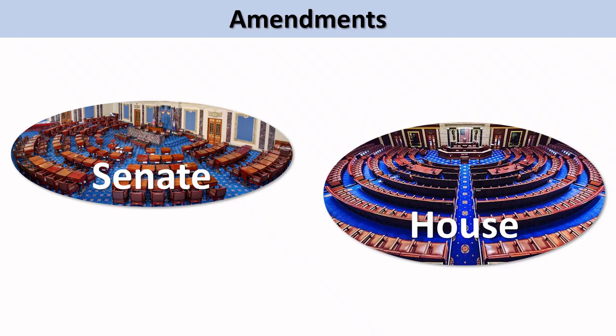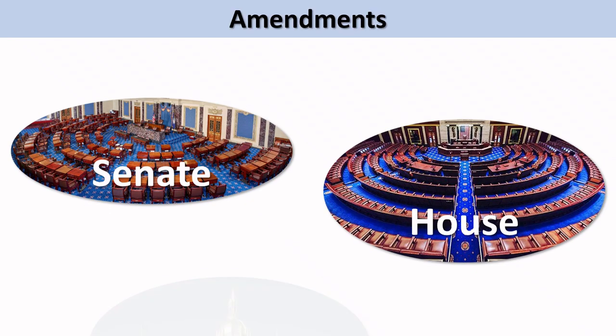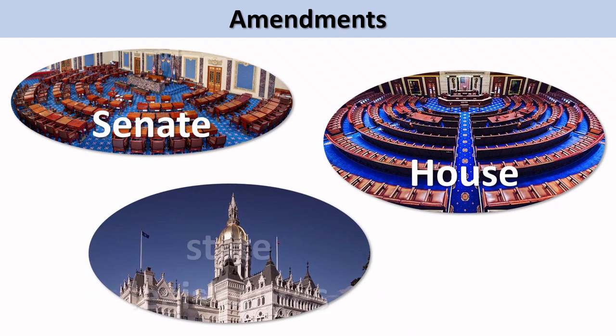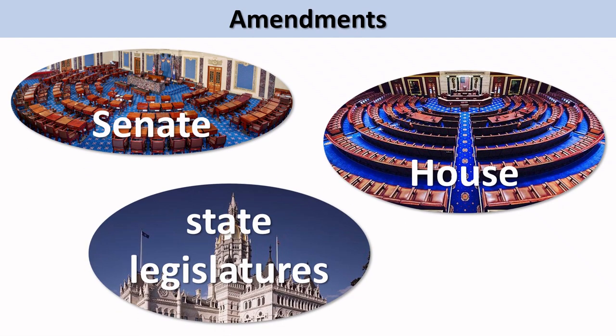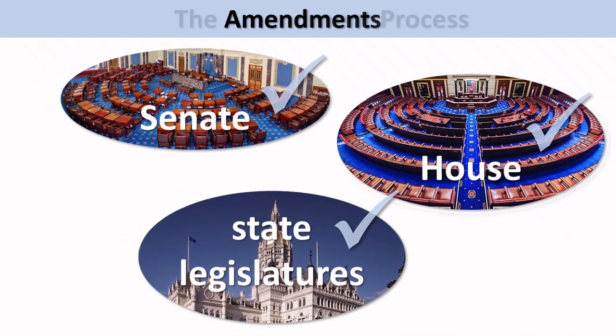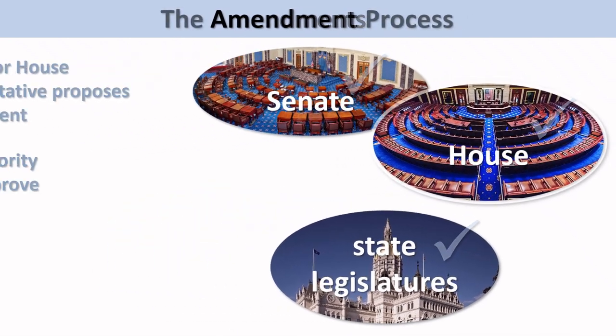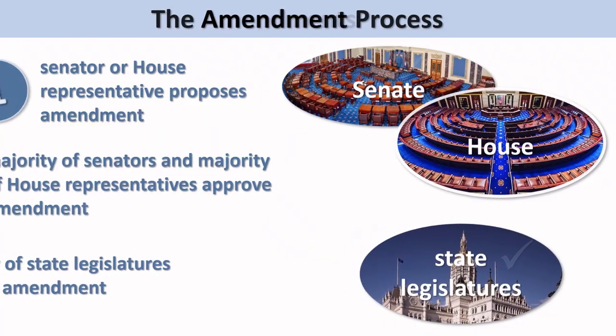Changes or additions to the Constitution are called amendments. For an amendment to be made to the U.S. Constitution, Congress and a majority of state legislatures need to approve the proposed change. In other words, in the United States, for a change to be made to the supreme law of the land, legislators must complete each step of the amendment process in order.